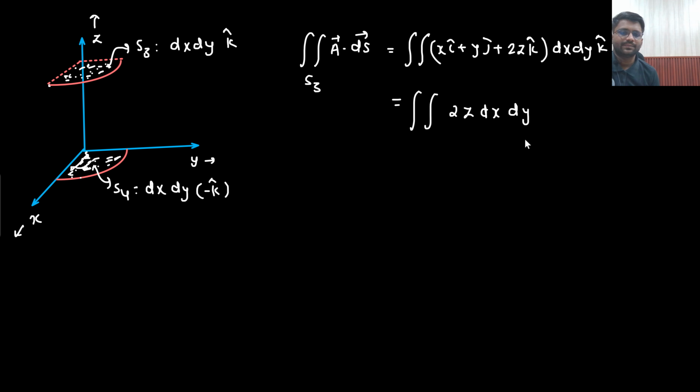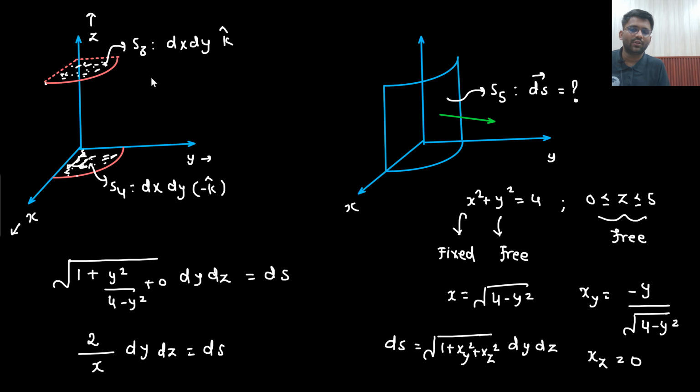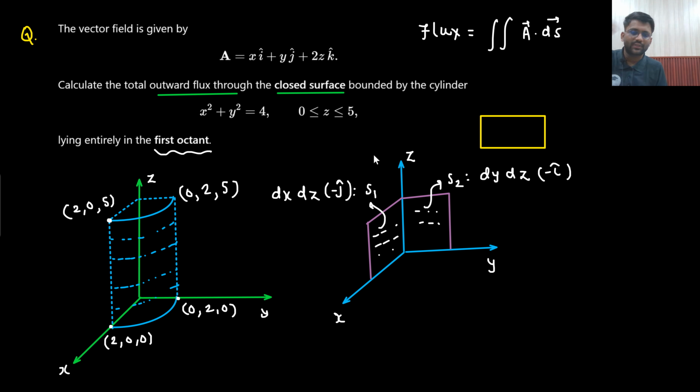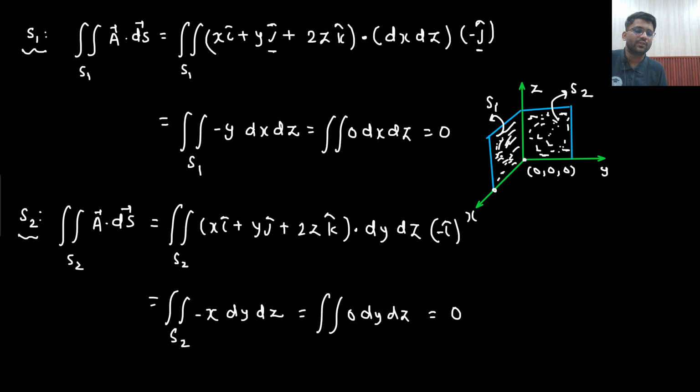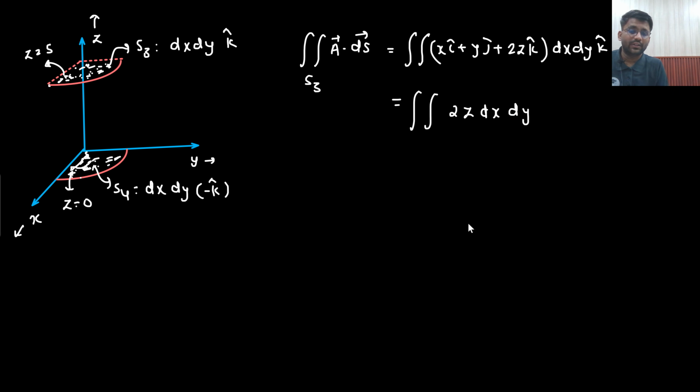Now on the S3 surface, what is the value of z? I hope you have seen the cylinder. In the question you can see that the cylinder is going from 0 to 5. So the value of z is 5 here. So in the double integral the value of z is given as 5. So 5 into 2, the answer will be 10 dx dy.